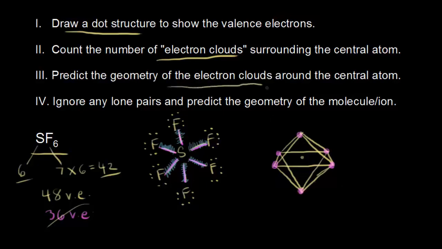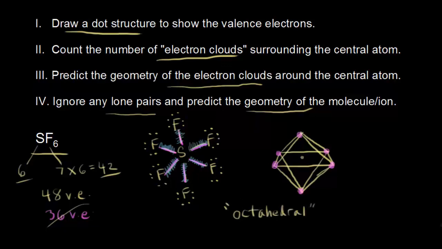So that's step 3, the geometry of the electron clouds around the central atom. They occupy an octahedral geometry. Step 4, ignore any lone pairs on your central atom and predict the geometry of the molecule. Well, since we have no lone pairs on our central sulfur, the geometry of the molecule is the same as the geometry of the electron clouds, and so therefore we can say that sulfur hexafluoride is an octahedral molecule. So let's go ahead and write octahedral here.